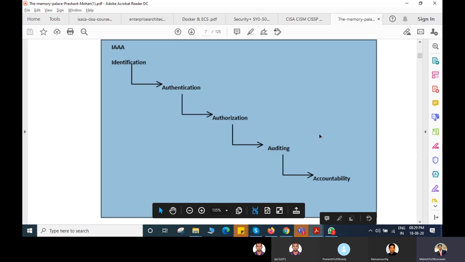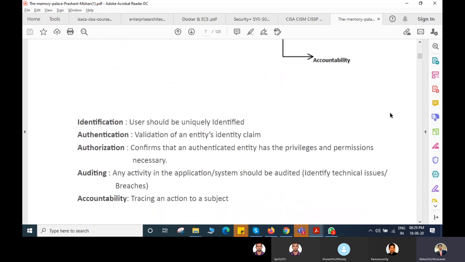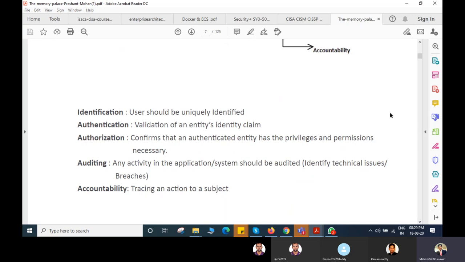We have another term that comes into the picture, which is non-repudiation. Non-repudiation is basically used when you have sent data from source to destination and you cannot deny that you have not sent it. So this is non-repudiation. You cannot deny whatever you have sent.